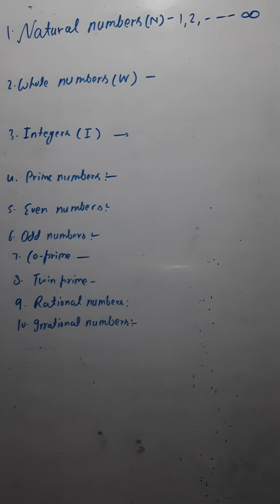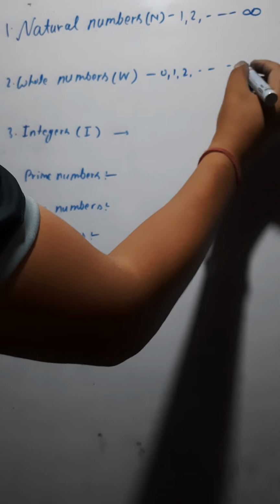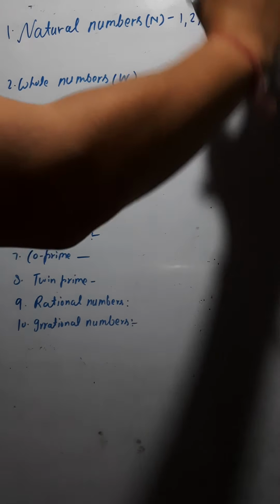Then you have the whole numbers. If you add 0 to the natural numbers, then you get the whole numbers. Whole numbers start from 0 to infinity: 0, 1, 2, 3, 4, etc. So all these are the whole numbers.